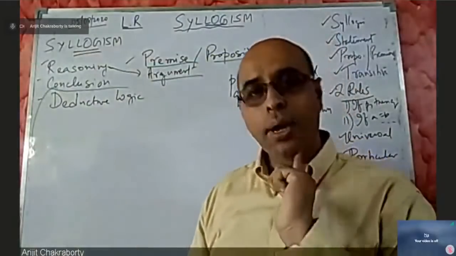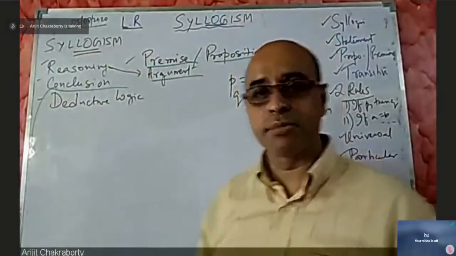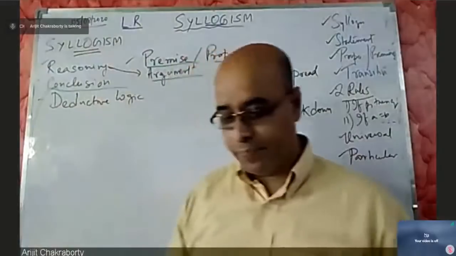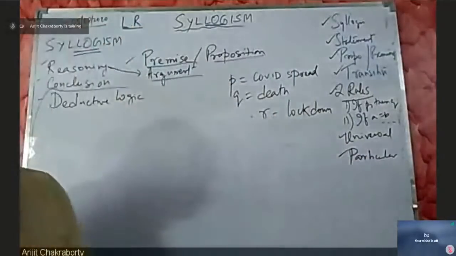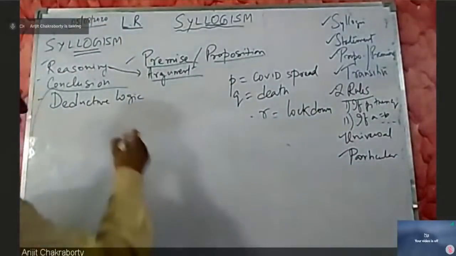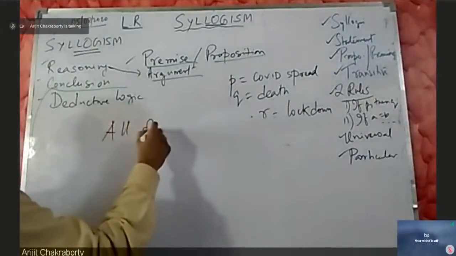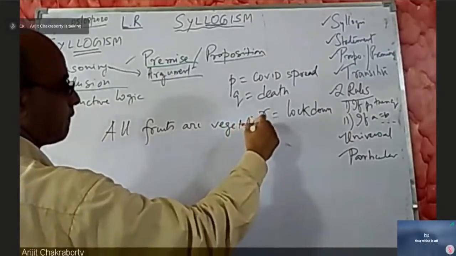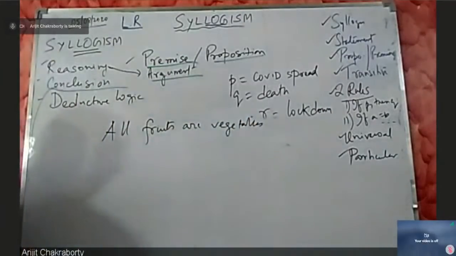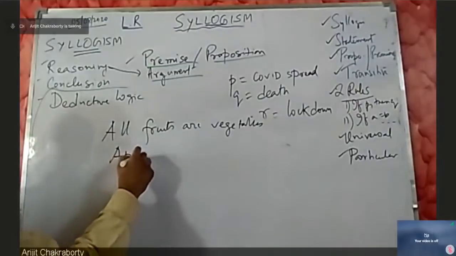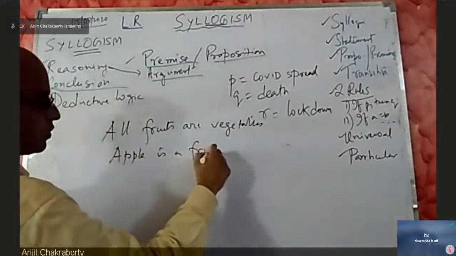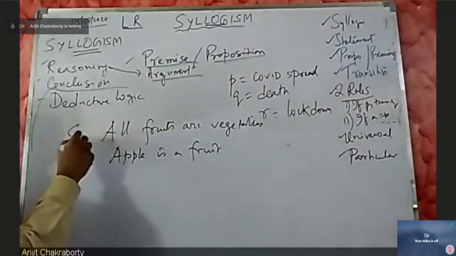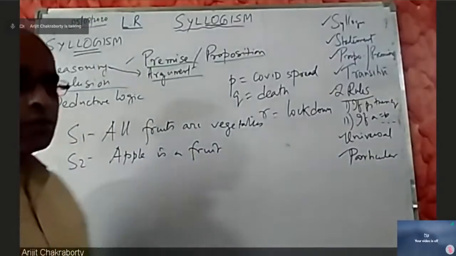Well, let's see. You have to now find the conclusion. I'll give you some statements. Okay. Let me take this. All fruits are vegetables. I'm writing. All fruits are vegetables. Okay. Apple is a fruit. Apple is a fruit. So statement 1 is given, statement 2 is given. What will be the conclusion?